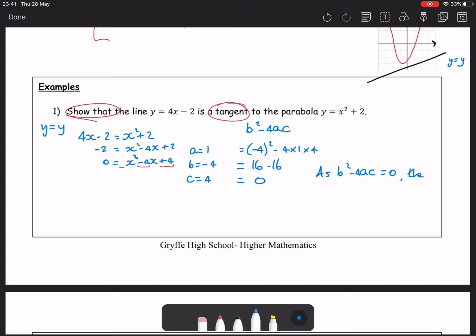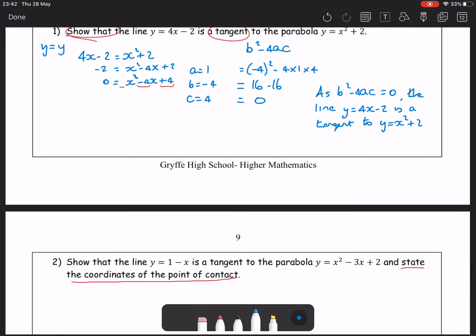And taking the information from the question, the line y equals 4x minus 2, and you're showing that it's a tangent, so it is a tangent to y equals x squared plus 2. And we get our values from that. Okay, that's our typical type of question.